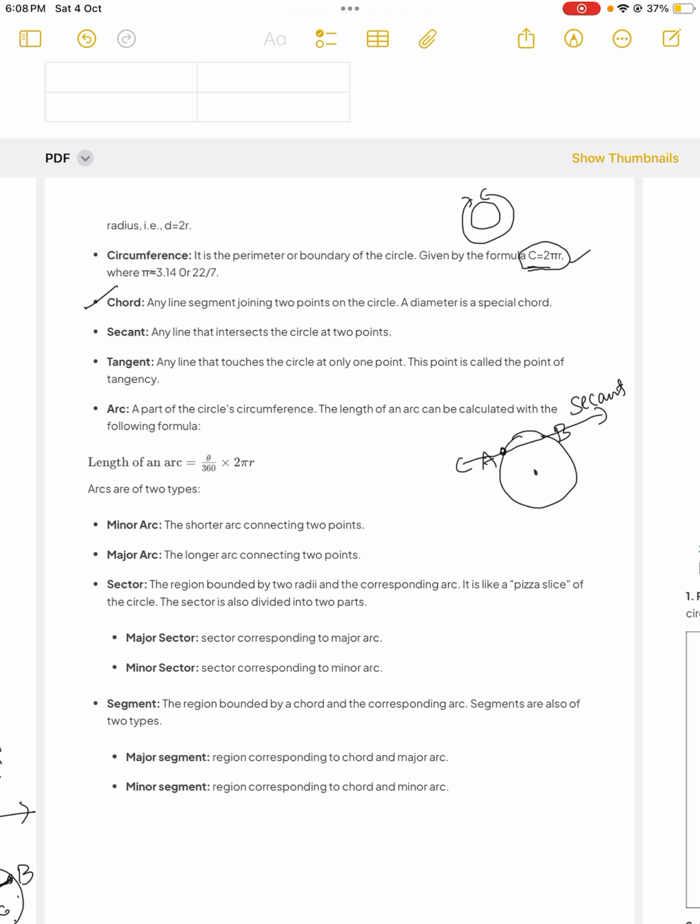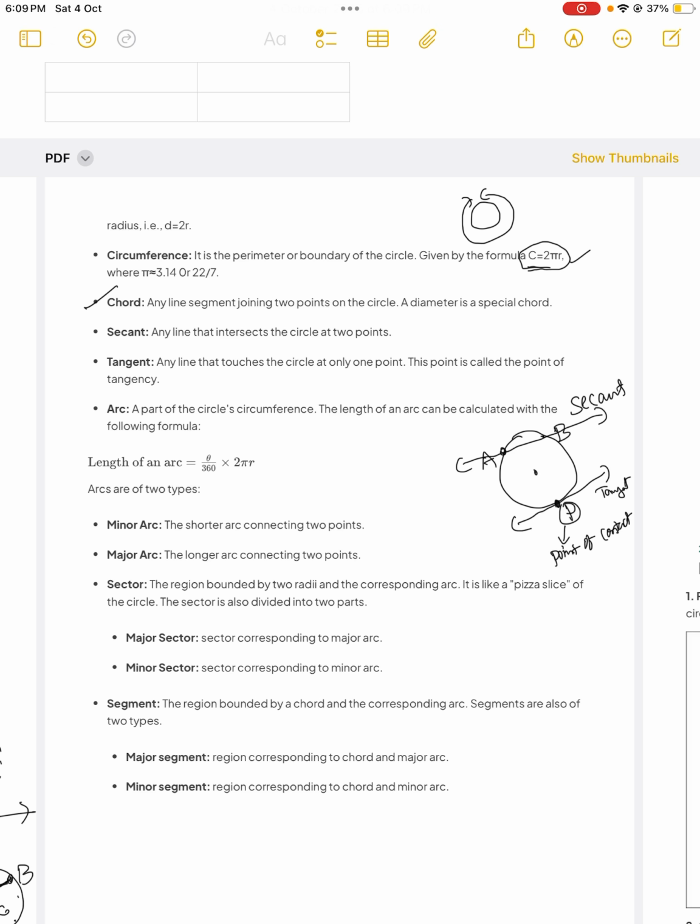Next one, tangent. Any line that touches the circle at only one point is called a tangent, and the point is called the point of tangency or point of contact. This is the tangent line. And here P is called the point of contact.